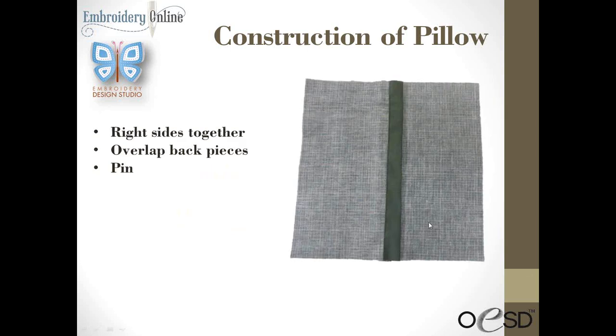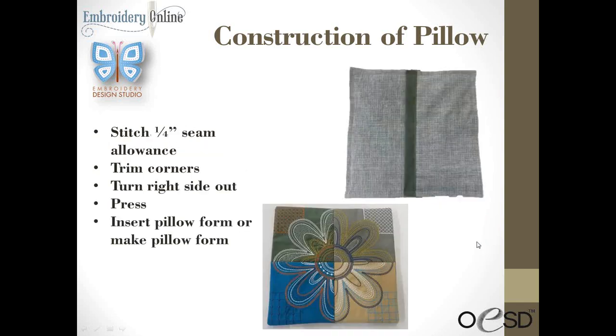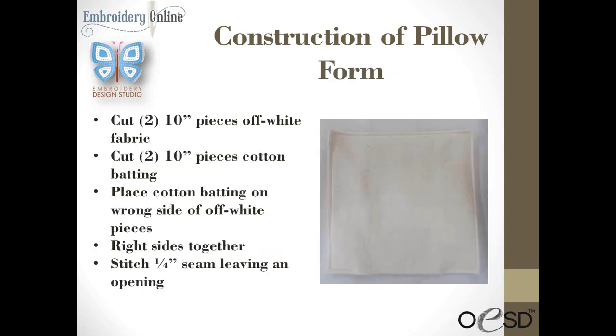With right sides together onto the pillow, we'll overlap them along the back, pin it in place, and then we'll stitch a 1/4 inch seam allowance. Trim your corners, turn it right side out, press it, and now we're ready to insert your pillow form, or we're going to make a pillow form.